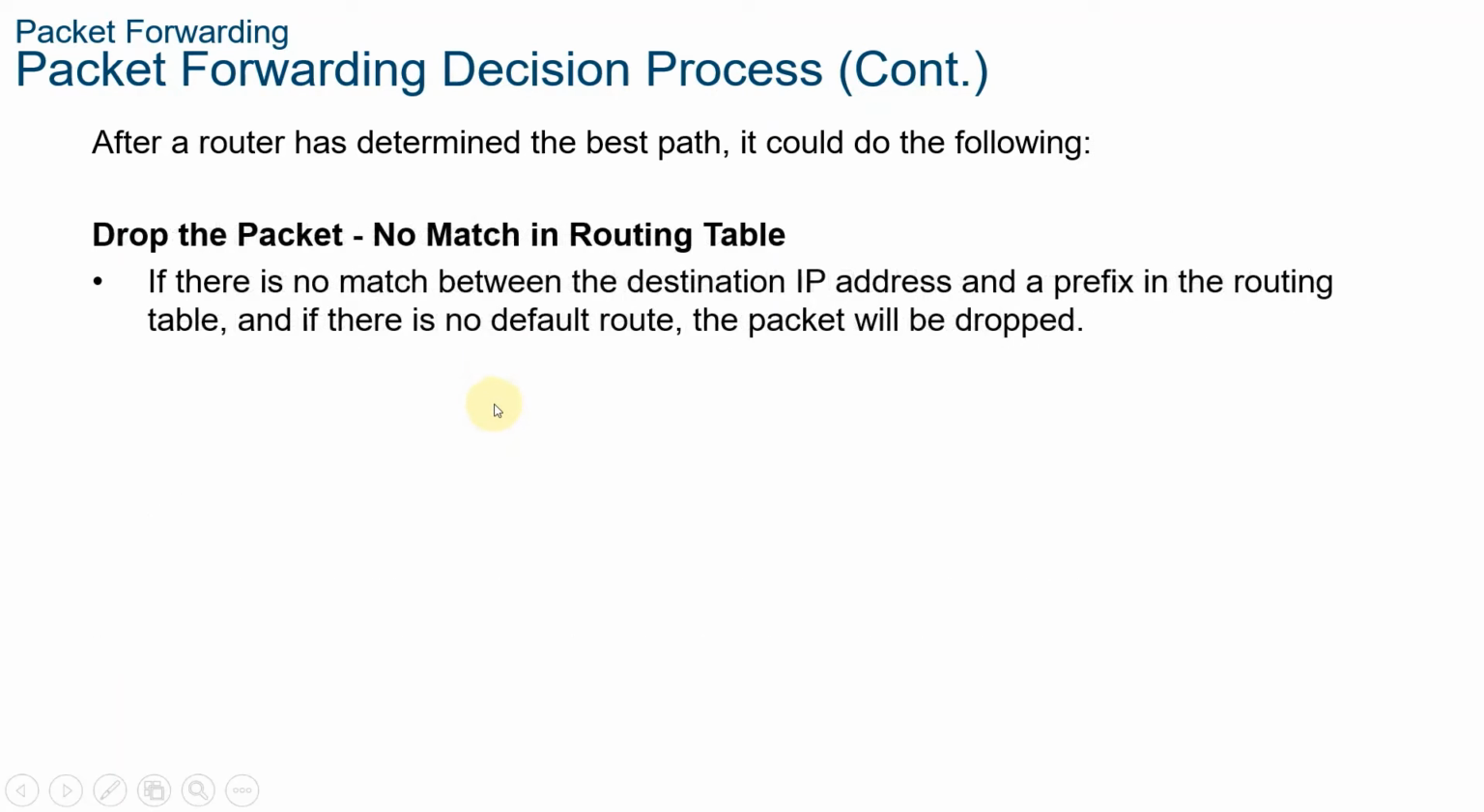Okay? So the third one would be drop the packet. So if there is no match in the routing table, the default behavior of the router is to drop the packet. If there is no match between the destination IP address and a prefix in the routing table, and if there is no default route, the packet will be dropped. So again, the default behavior of the router is to drop the packet if it is not in the routing table, or you have not configured the default route or the gateway of last resort.